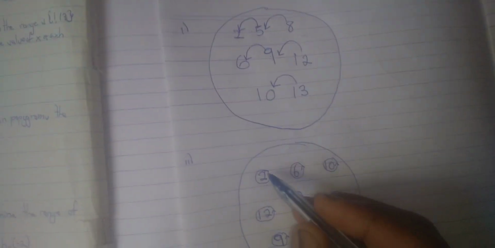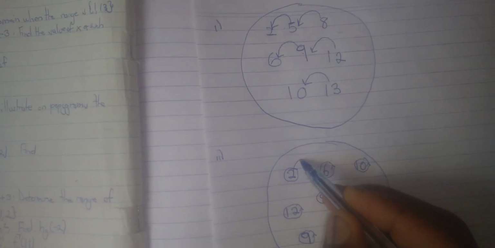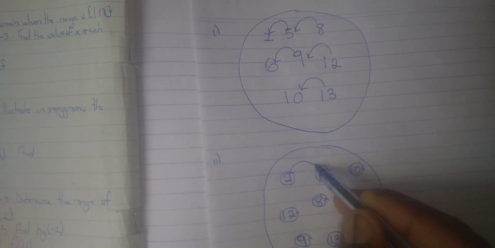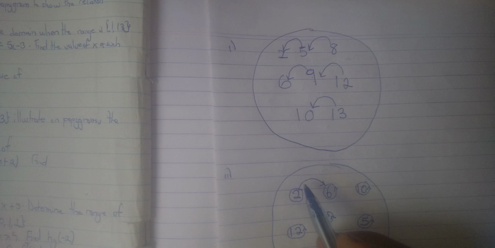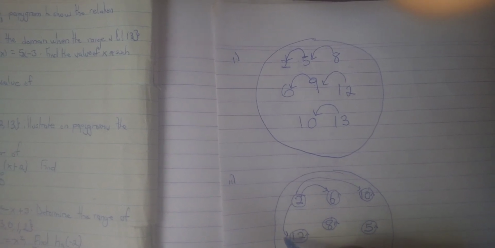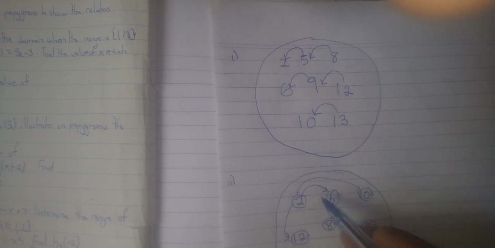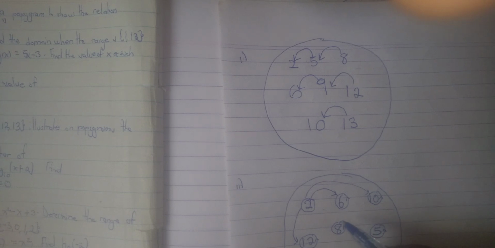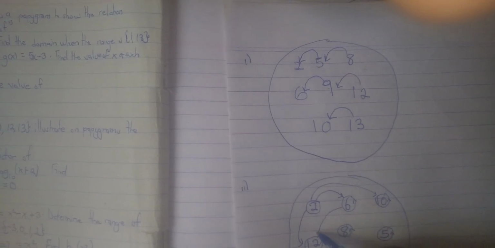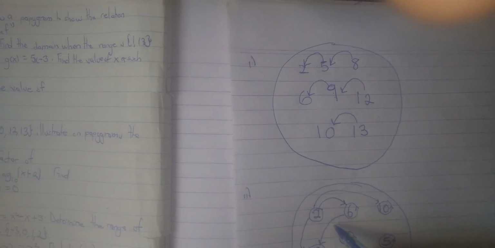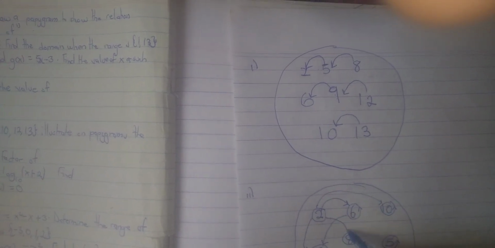So what we can begin with: 2 is a factor of 6. 2 is a factor of 10. 2 is a factor of 12, which is true. 6 is a factor of 12, which is true. Then 2 is still a factor of 8.